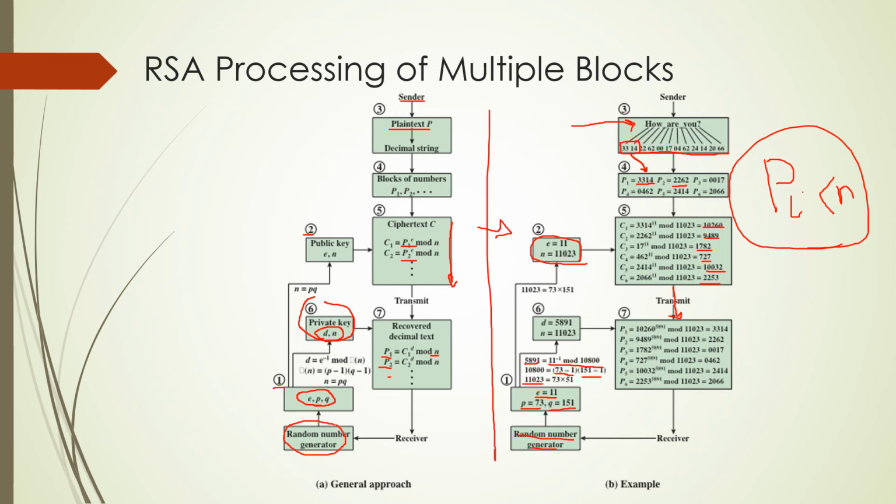We're going to raise every ciphertext Ci to the power of d, which was calculated as 5,891, and then we're going to find the remainder when it's divided by n, which is 11,023, and magically you see that we get the same exact "how are you?" message after it's encoded with that weird encoding that I explained. And basically that's a very simple example of RSA when you process multiple blocks.